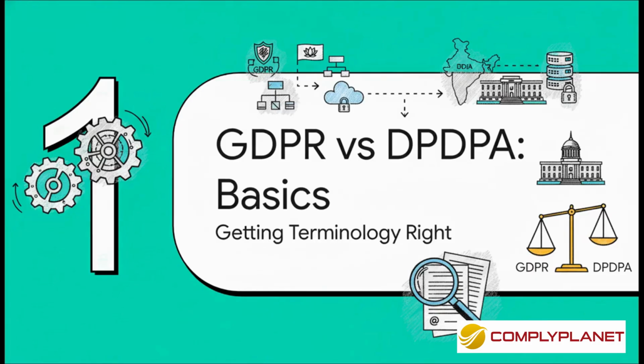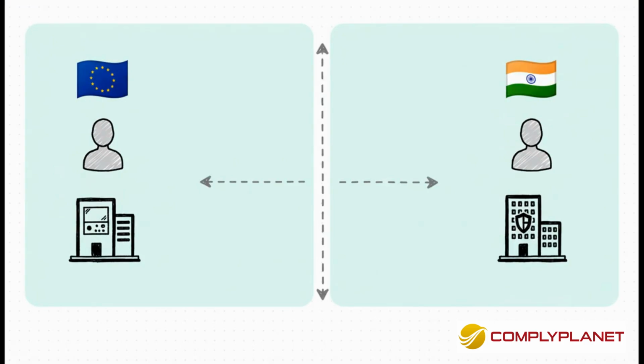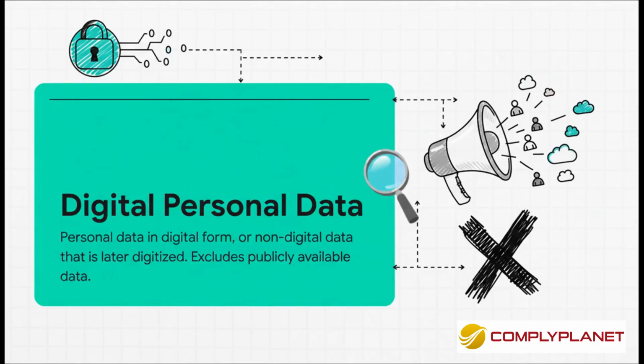First things first, let's get the terminology straight. The DPDPA uses some new labels, but don't worry, they map almost perfectly to the GDPR concepts you already know and love. Okay, so think of it this way. Under GDPR, we talk about a data subject. In India, they're calling that person a data principal. And where GDPR has a data controller, India now has a data fiduciary. It's a pretty straightforward swap. The individual is the principal, and the company holding their data is the fiduciary.